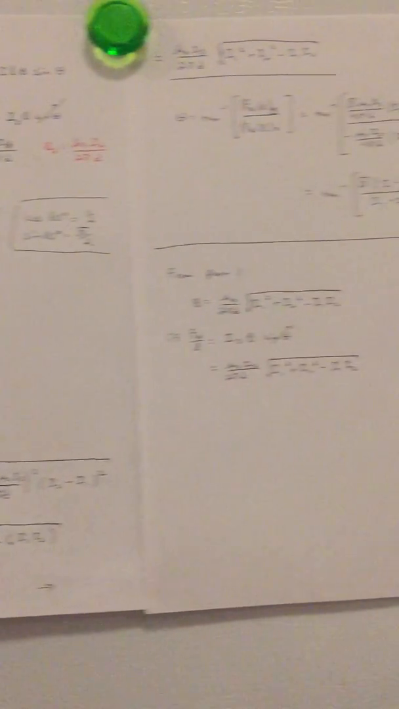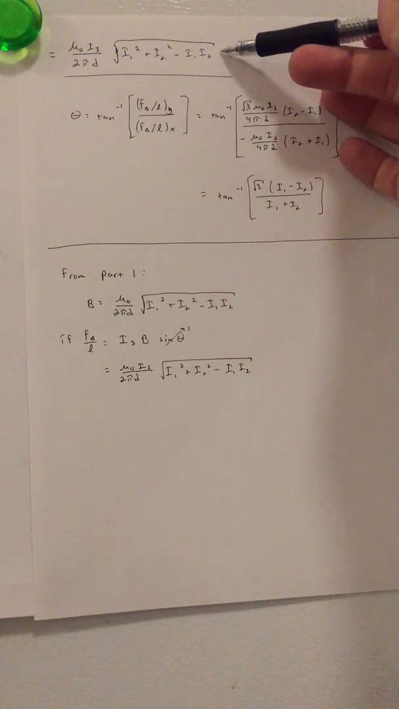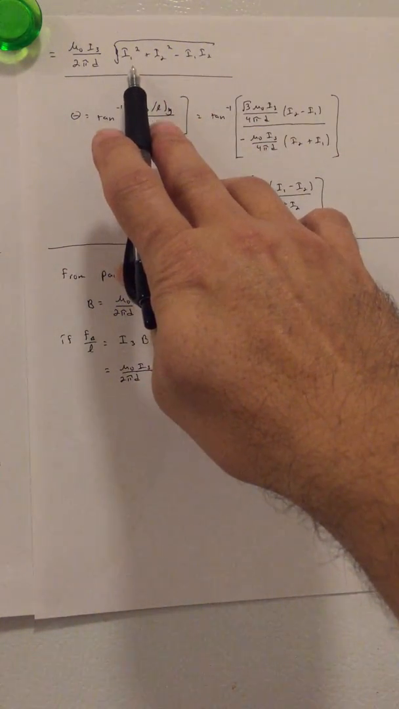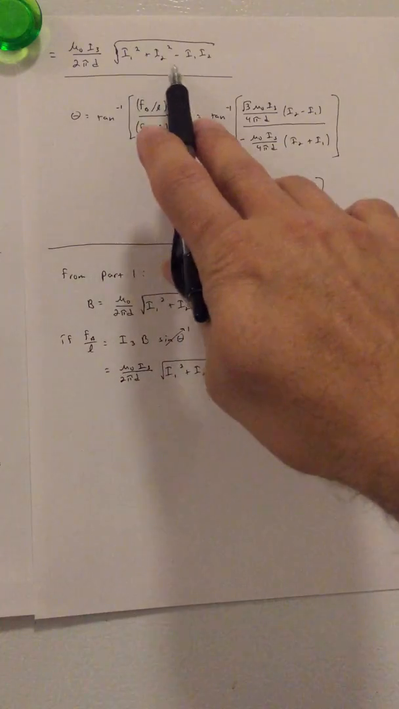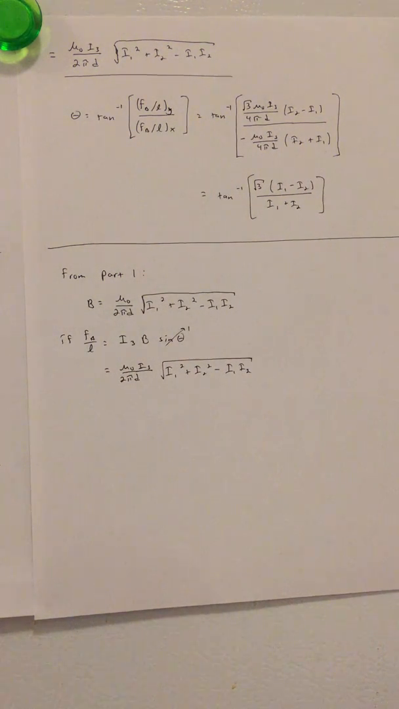If we get to the final product, what we get is this expression here. Mu naught I3 over 2 pi d times this expression in the radical, I1 squared plus I2 squared minus I1 I2. And then inverse tangent to find the angle. So that's all well and good. I want to show you, and notice we did that by looking at the forces individually and adding them vectorially.